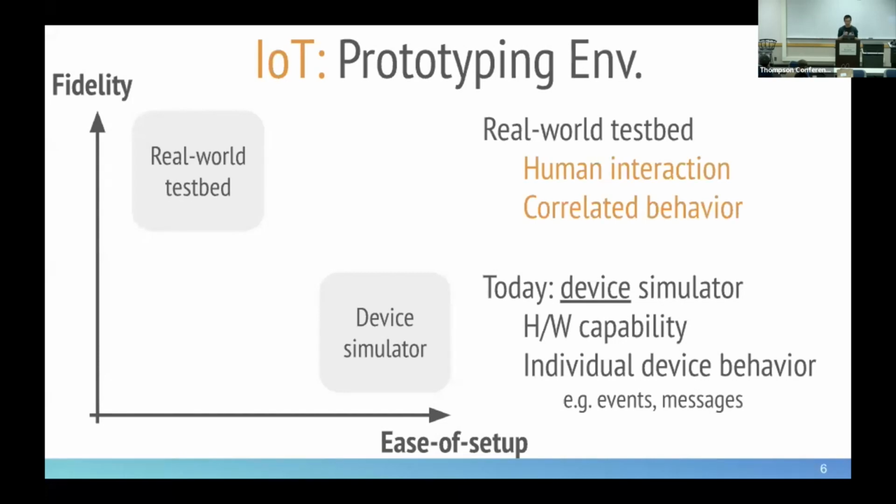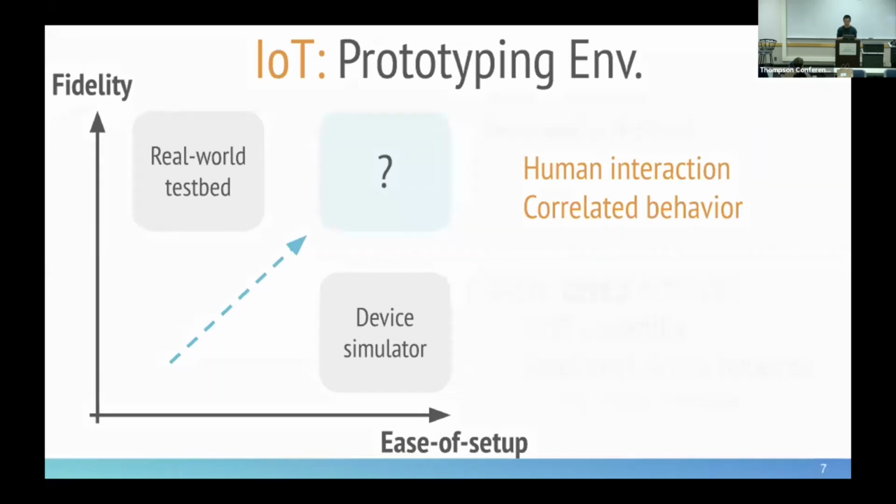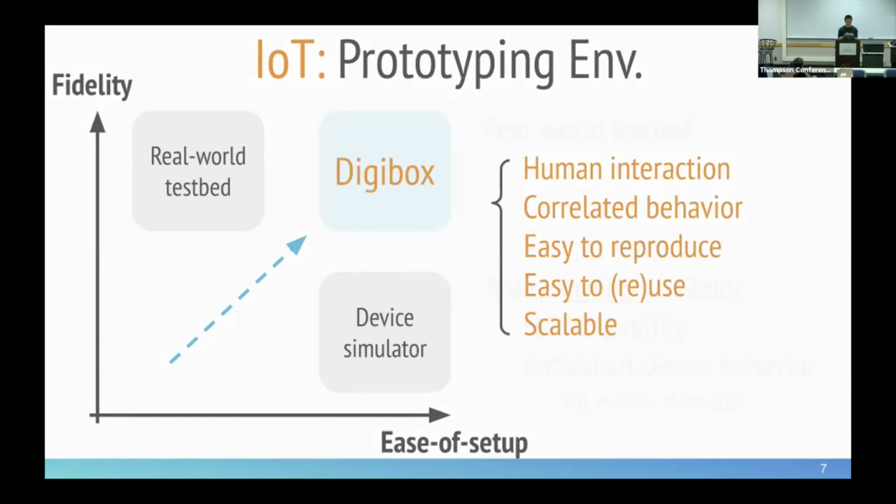For example, correlating the detection of motion across occupancy sensors in the same room, or when simulating a user turning off a fireplace, the temperature sensor in that room should reflect it. What we want is to improve the fidelity of device simulators by allowing developers to program for human interaction and correlated behaviors, but still be able to easily reproduce and reuse the testbed in a scalable manner. And Digibox is our proposal towards this goal.